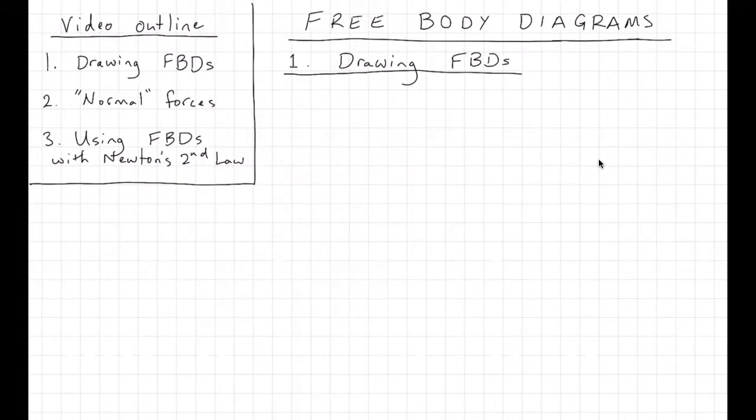And usually the way that works is you use Newton's second law, having your free body diagram for reference as sort of the basis of what you're doing. So let me talk through all these things. So all a free body diagram is, is a picture that shows you all of the forces acting on an object.